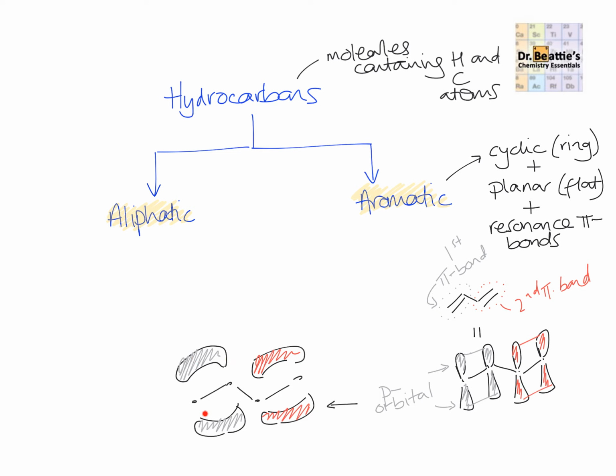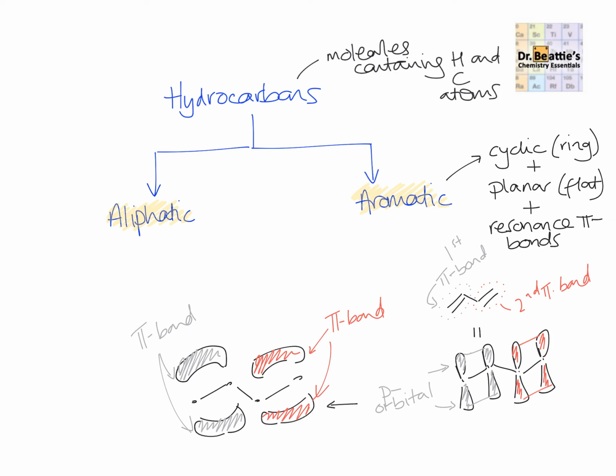Remember, these aren't separate pi bonds. Collectively above and below the carbon chain, that is a pi bond. And we also get this pi bond here. Now, the reason we can't just have cyclic, planar, and pi bonds, and we'll look at an example in aliphatic in a minute that is an exception to aromatic, is because they are resonance.